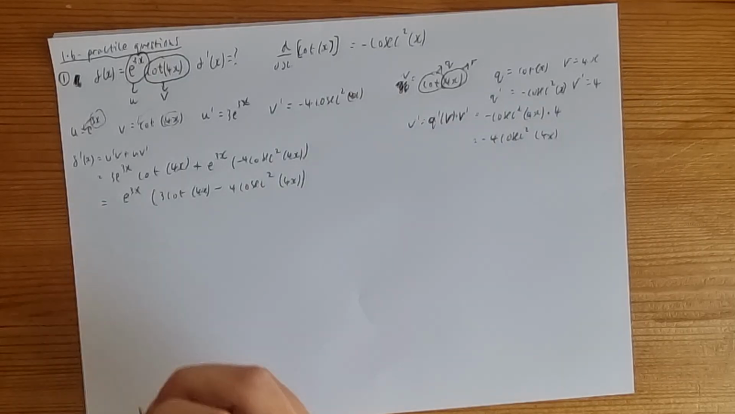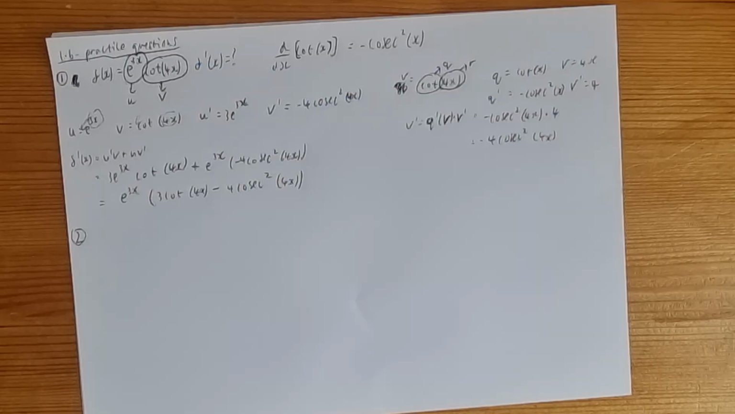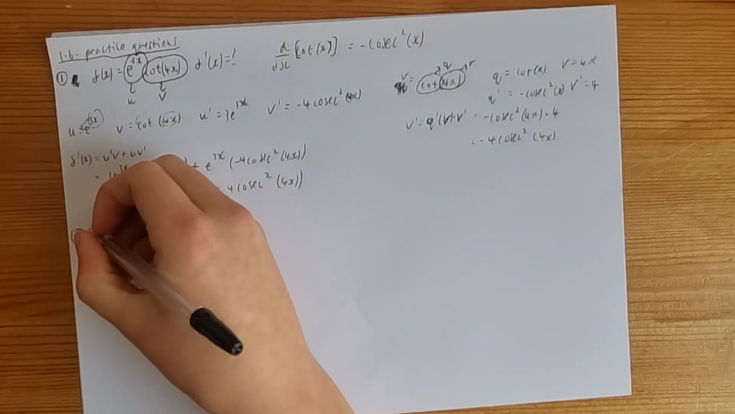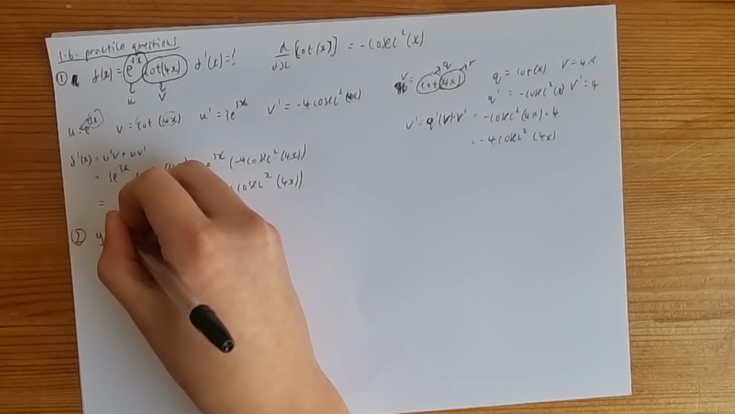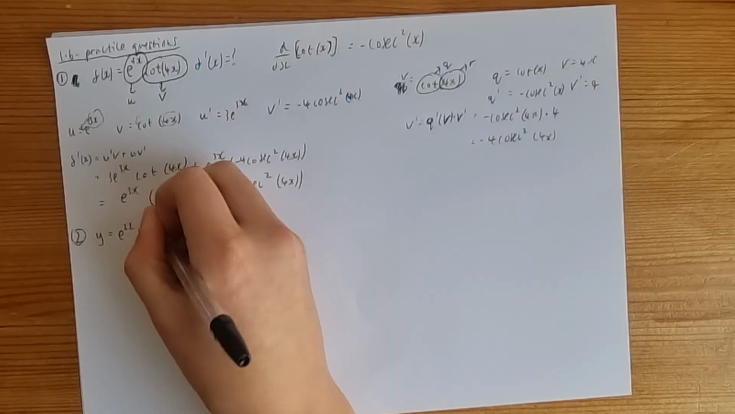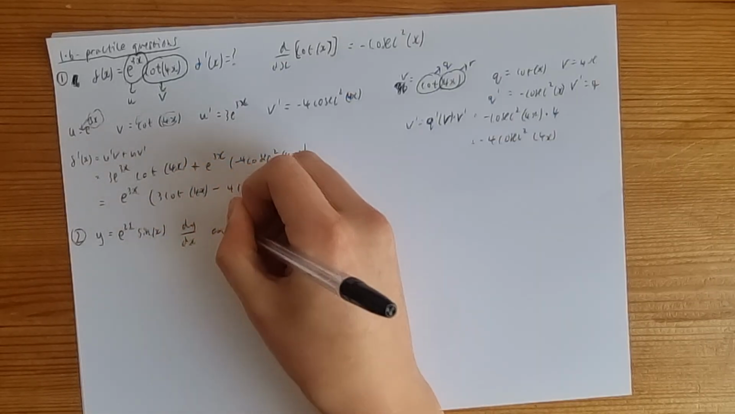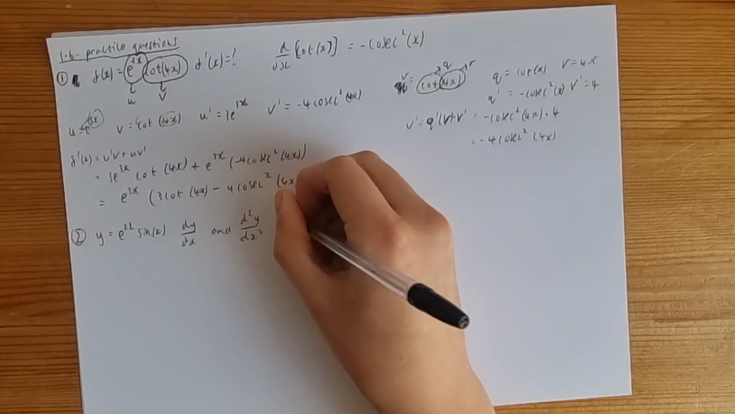Alright, now let's look at the second question. So this covered the product rule and quite a few trickier functions to find the derivative of. Now next we're going to look at higher order derivatives. So if y is equal to e to the 2x times sine of x, then what are dy over dx and d squared y over dx squared, so the second derivative, equal to?